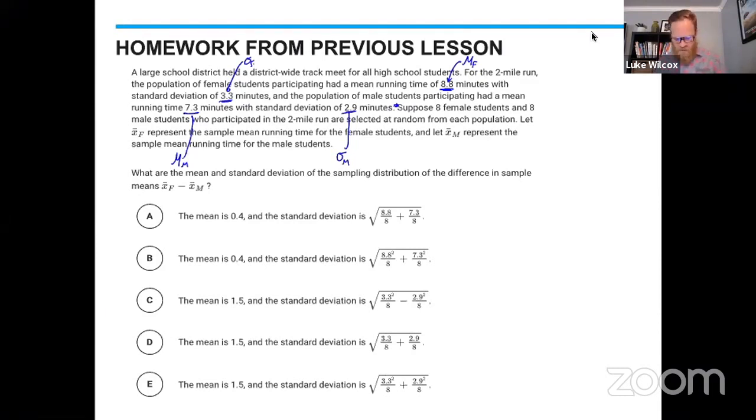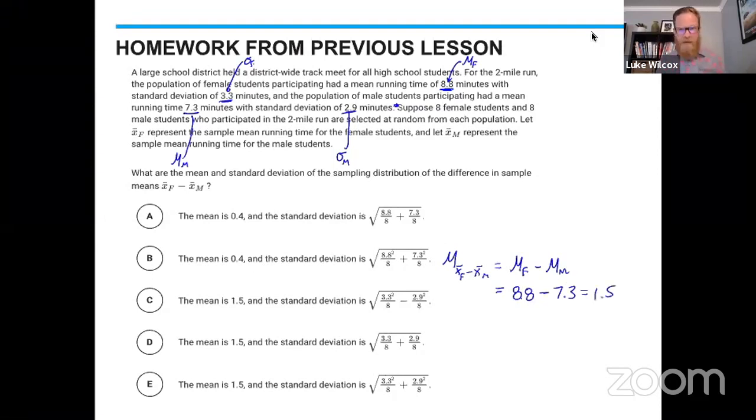So there's a couple of formulas that we're going to need to remember here. The first of which is how to calculate the mean for the difference in sample means. So the mean of X bar sub F minus X bar sub M is really just equal to the mean for the females minus the mean for the males. And we actually know those 2 values. They're given to us in the problem. The mean time for the females was 8.8 minutes, minus the mean time for the males was 7.3 minutes, which is going to give us a value of 1.5.